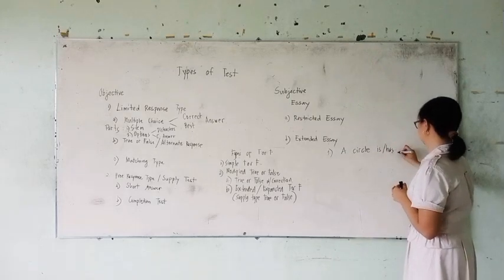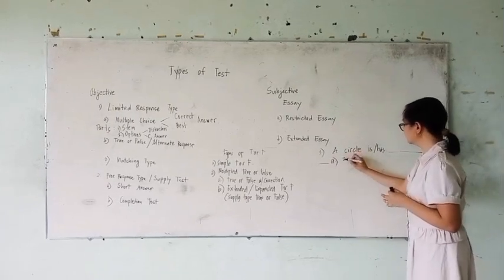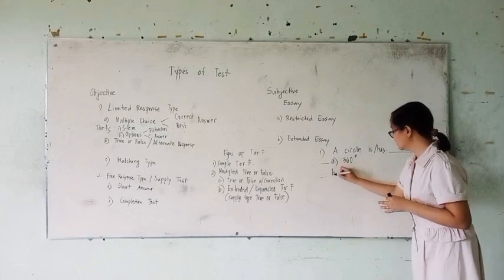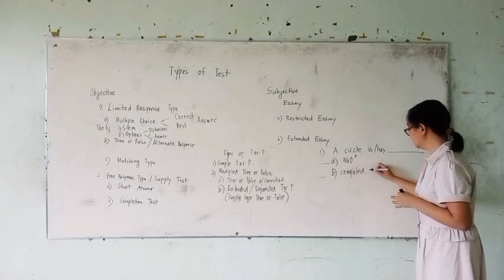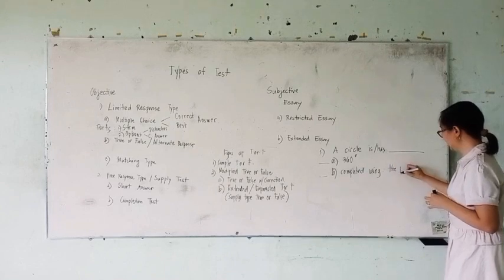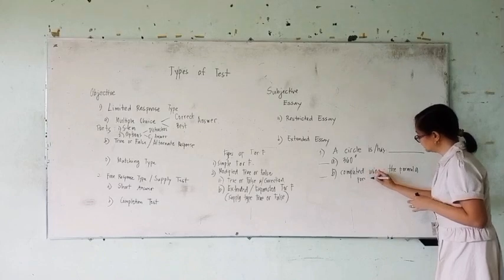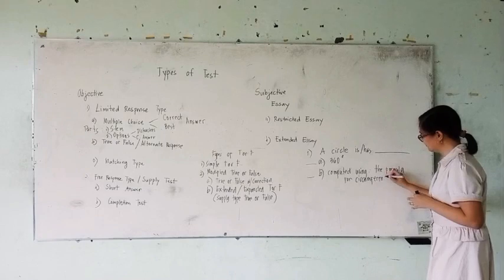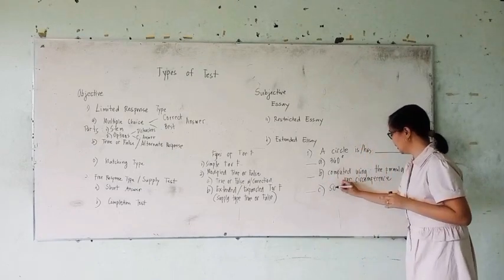has a 360 degrees, computed using the formula for circumference, a circle is a square.